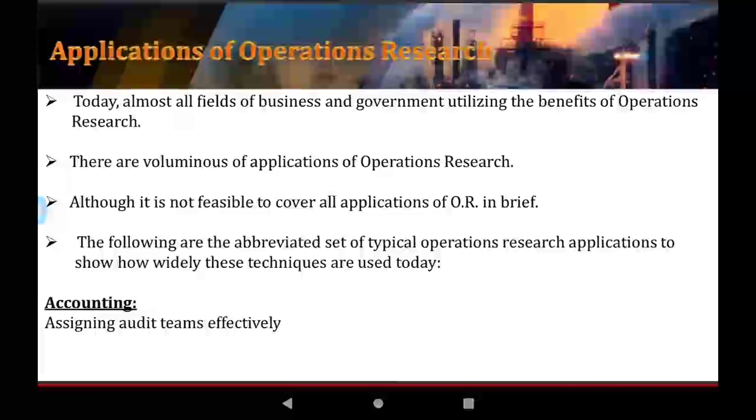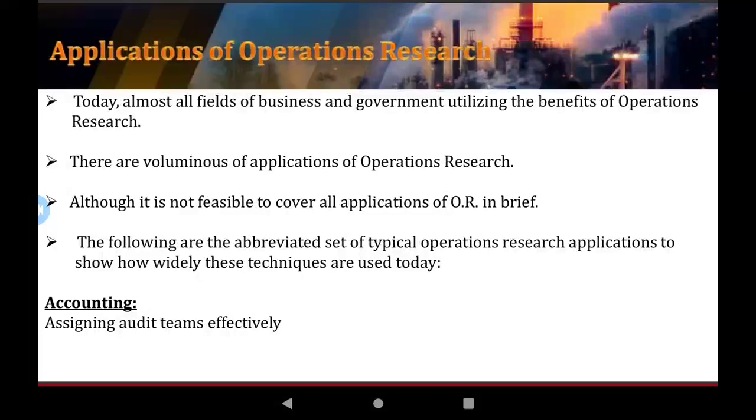Today almost all fields of business and organization utilize the benefits of operation research. Organizations use the high-level tools and techniques of operation research, increasing the economy of plants and industries, and you can find out the benefits for organizations.